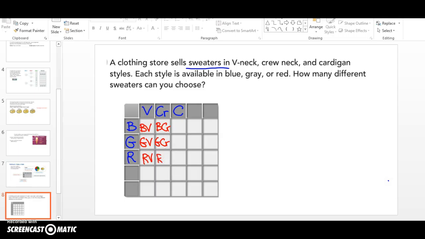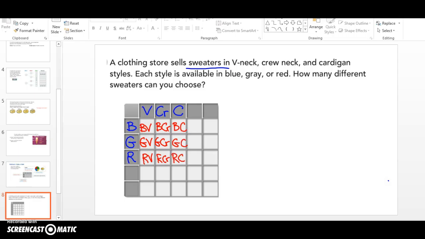And hopefully you see that this is way easier than me just trying to list them all out. This helps me make sure I don't miss any. Okay, last one would be a blue cardigan, a gray cardigan, or a red cardigan.